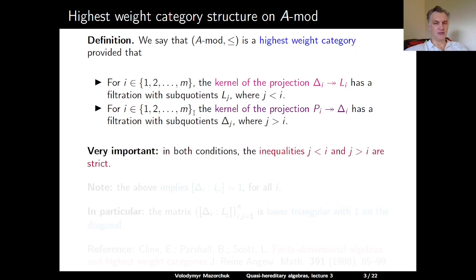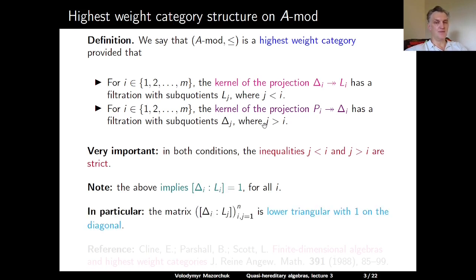It's very important to point out that in the first case, j is strictly smaller than i, and in the second case, j is strictly bigger than i. It's important that these inequalities are strict. And note that from the first condition, we in particular get that the multiplicity of Li in delta i is 1, for each i. In particular, if these conditions are satisfied, the matrix of composition multiplicities in standard modules is lower triangular with ones on the main diagonal.